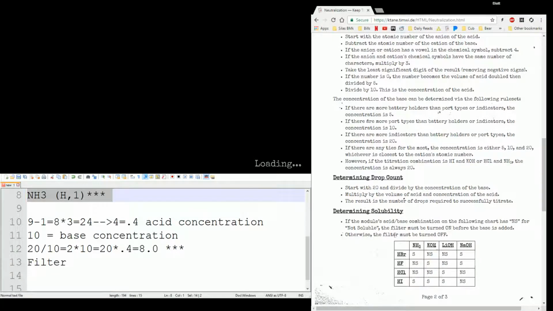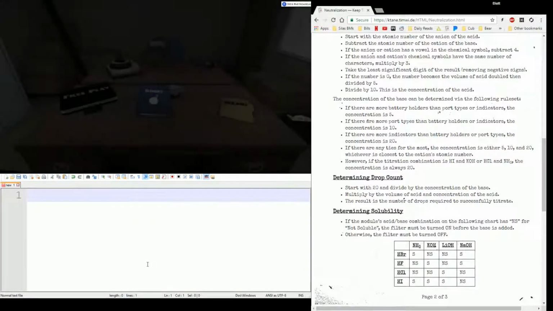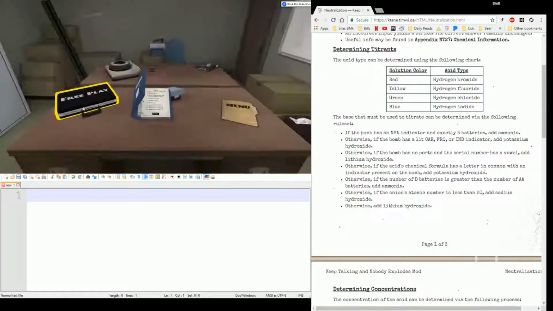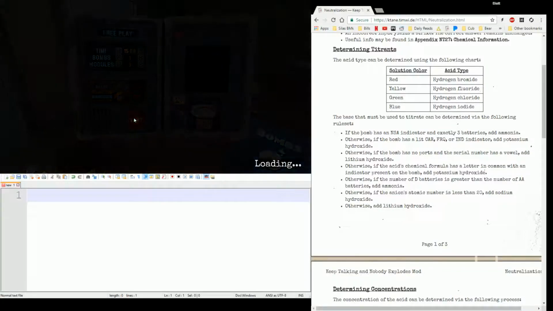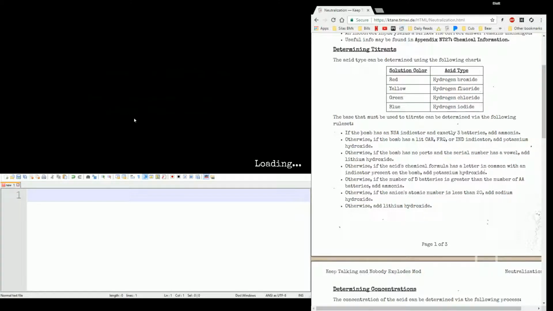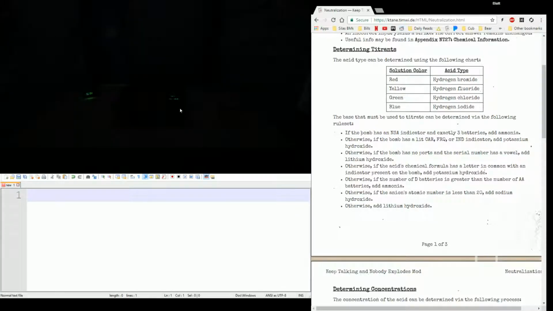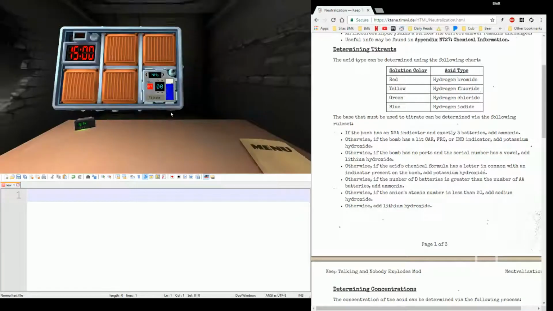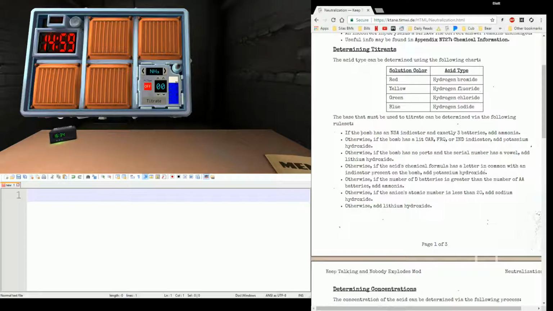Let's do one more. We'll pull up another bomb so that the base rules can change up. Let's pull up one more. Here we go. We're going to work on this one here. Let's actually zoom out. It is a blue 20. And let's get our edge work.